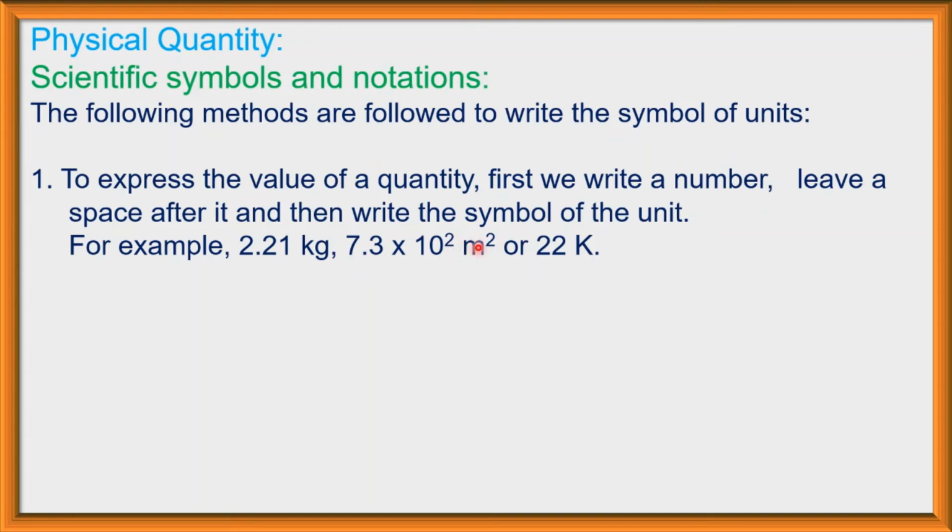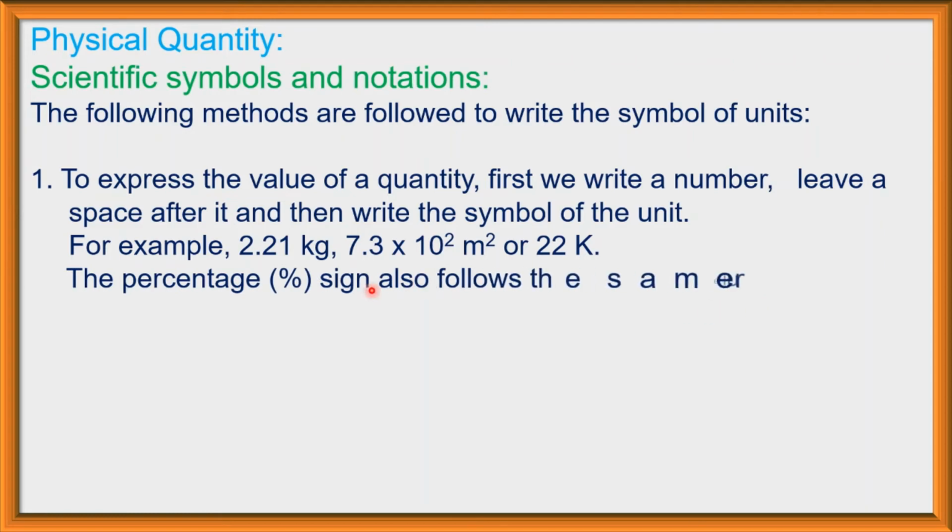Meter square is the unit of area, and after this number a space. Or 22 Kelvin. Here 22 is a number, then a space, then the symbol of unit, that is here Kelvin. The symbol of Kelvin is capital K. So here 22 space K. The percentage sign also follows the same rule. So if we want to write the percentage, then after the number we have to leave a space.